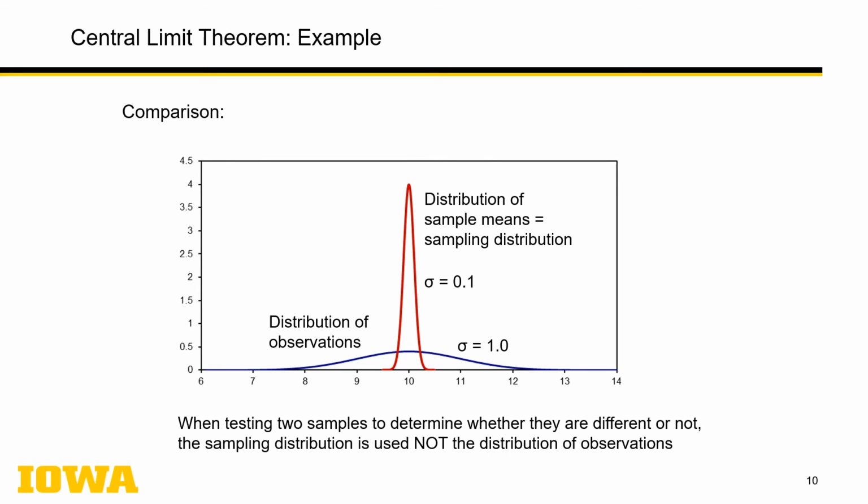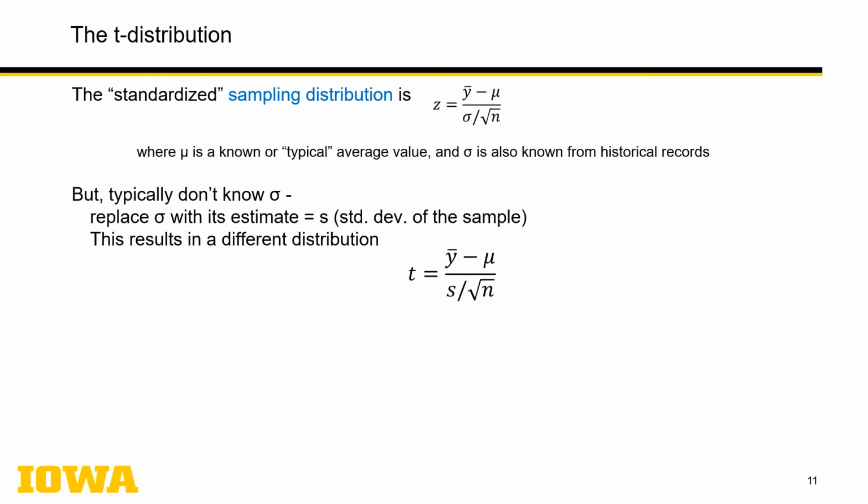So when testing two samples to determine whether they are different or not, the sampling distribution is used, not the distribution of observations. So I'm trying to emphasize that yet again here. Okay, let's now talk about the t-distribution.